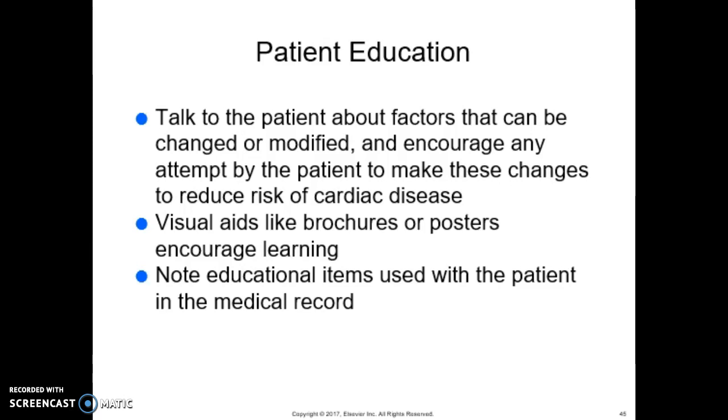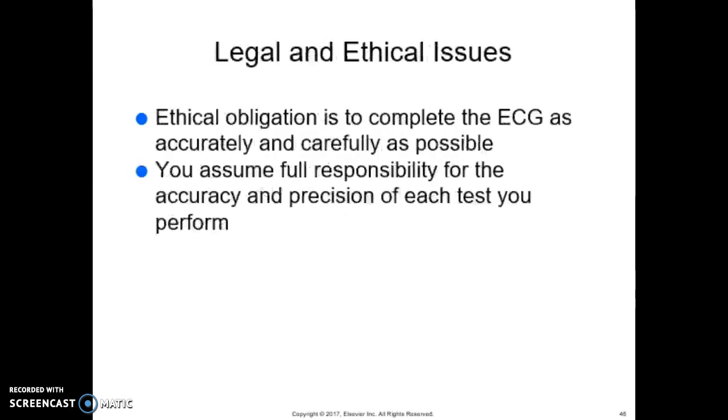Note any educational items used with the patient in the medical record so that it's possible to see next time and the time after what has been used and discussed, so that you're not just repeating yourself over and over using the same educational items. On subsequent visits, ask about the helpfulness of the information that they were given and whether the patient tried any modifications, and if so, what the results were, so that you can kind of track with them how they're doing and if some of those modifications are helping or if they see differences.